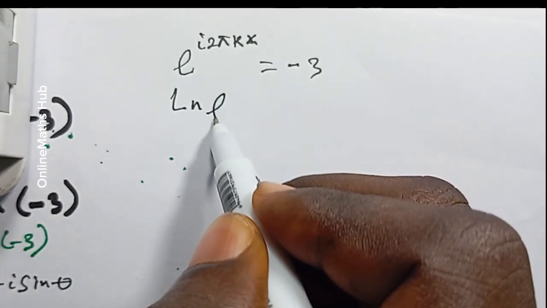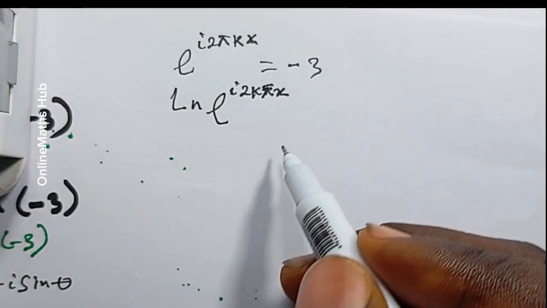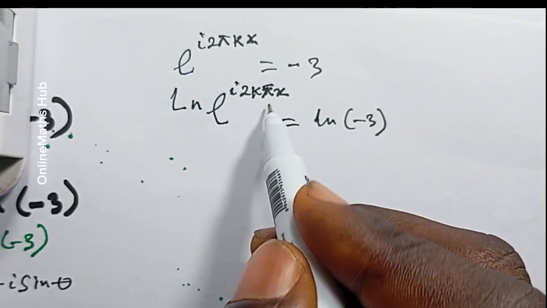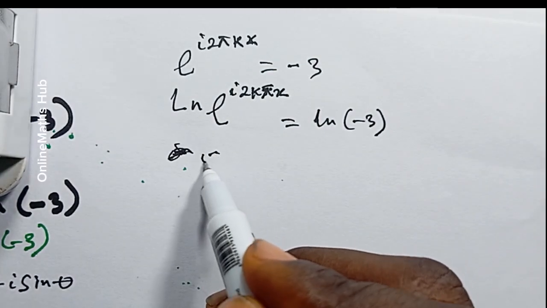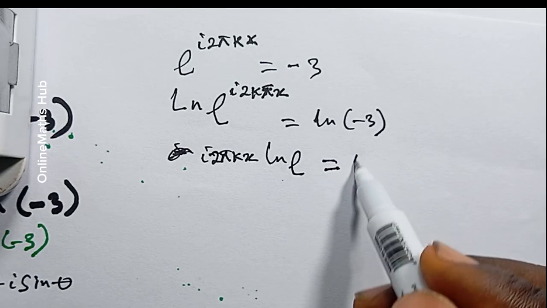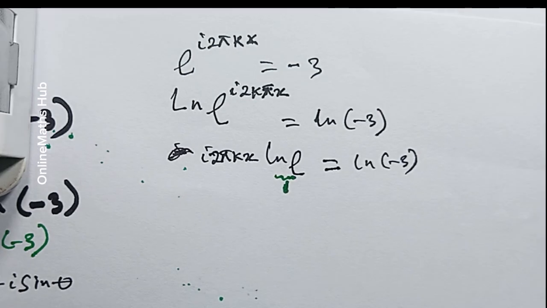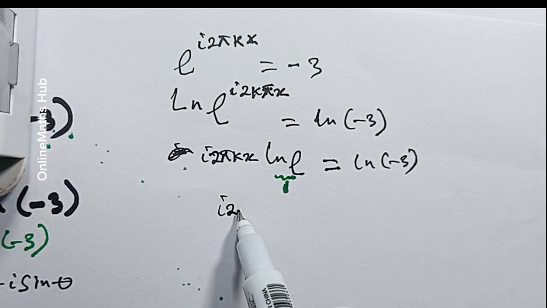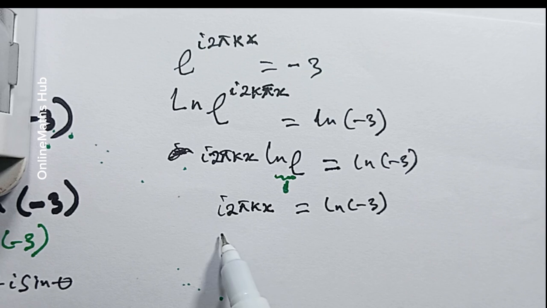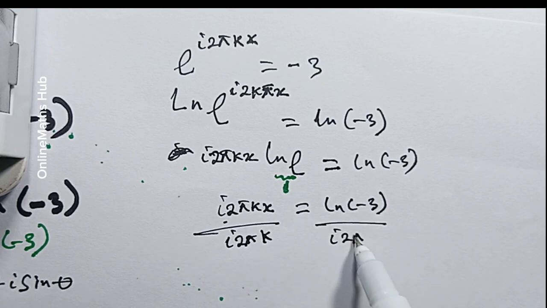So taking the natural log of both sides, I'm going to be having natural log of exponential i 2k pi x, okay, is equal to the natural log of negative 3. Then using the property of natural log, I'm actually going to bring this power right here down. So I have i 2 pi k x natural log of exponential is equal to the natural log of negative 3. Okay, and of course, natural log of exponential is equal to 1. Okay, so I'm going to be having i 2 pi kx is equal to the natural log of negative 3. And at this point, we can divide through by the coefficient of x, that is i 2 pi k.